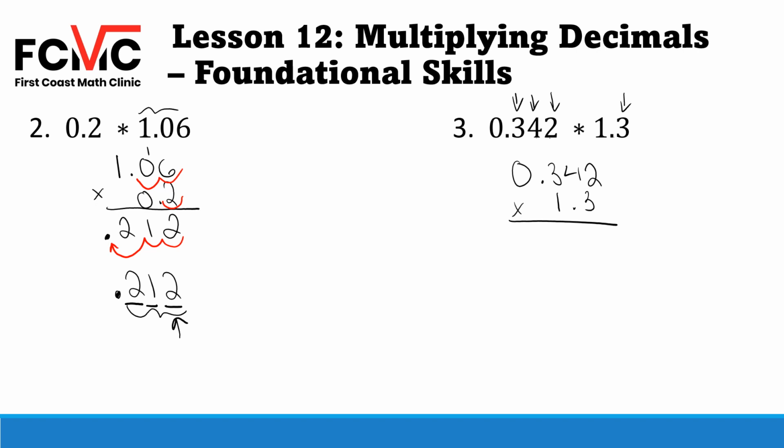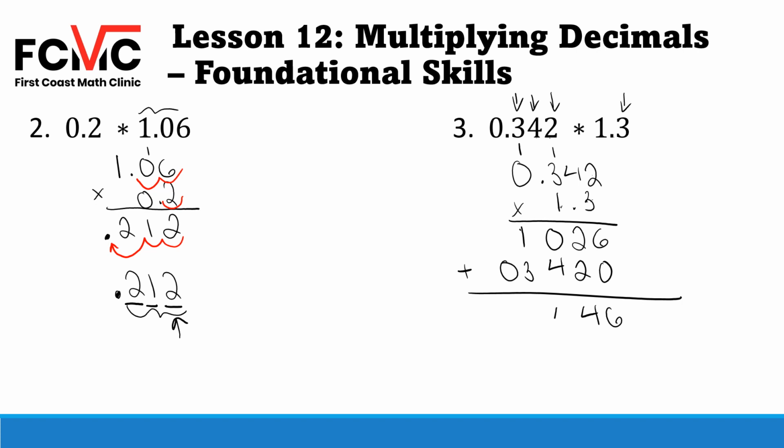So let's multiply. 3 times 2 is 6. 3 times 4 is 12. Put down the 2, carry the 1. 3 times 3 is 9, plus 1 is 10. Put down the 0, carry the 1. 3 times 0 is 0, plus 1 is 1. Now I'll put down 0 as a placeholder. 1 times 2 is 2. 1 times 4 is 4. 1 times 3 is 3. And then 1 times 0 is 0. Now let's add this up. Get 6, 4, 4, 4, and 0.